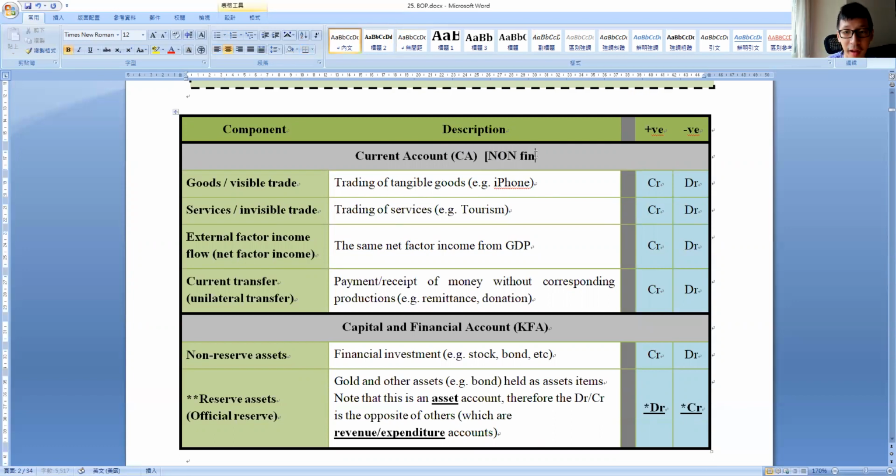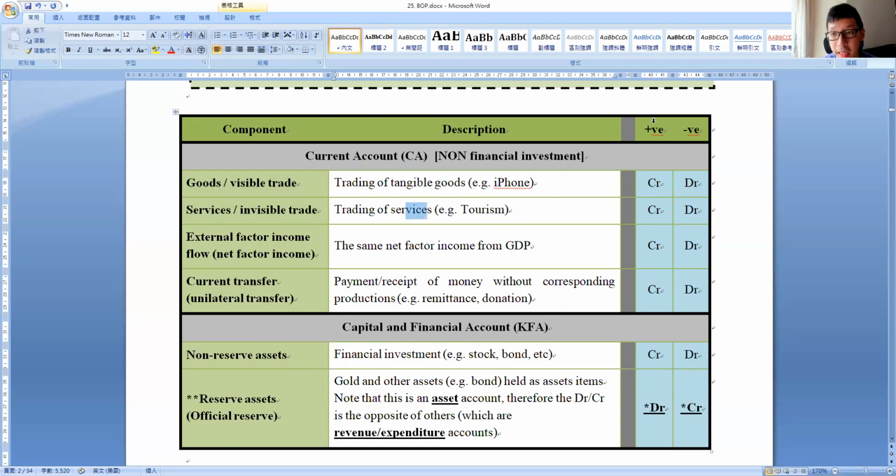It's non-financial investment. Basically, anything that is not financial investment goes into the current account. For example, the first three you will be very familiar with. When we are going to receive money or pay money to the other economy, most of the time it has something to do with visible trade and invisible trade. Basically, import and export of goods and services.